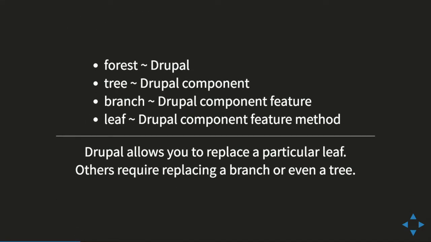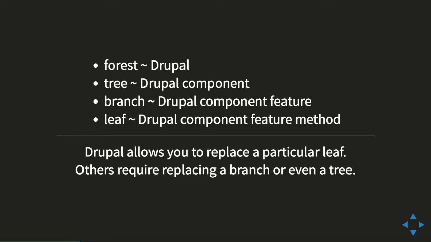And so if we use an analogy, then I think this is something that kind of works. If a specific Drupal site is like a forest, and a module or a component is like a tree, a feature within such a module is a branch, and a super tiny thing within such a module is a leaf, then Drupal always optimizes to allow you to override any leaf in the entire forest, to be able to override that one particular tiny thing. And other projects, like WordPress or Django, maybe Ember, they all require you to replace an entire branch or maybe an entire tree.